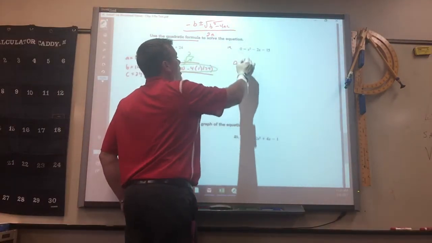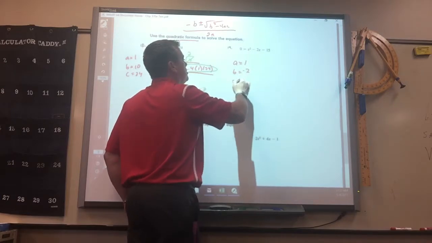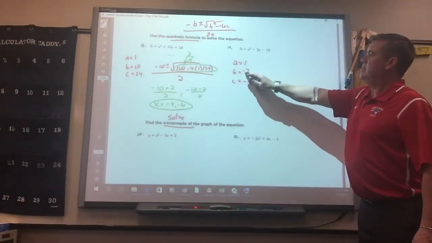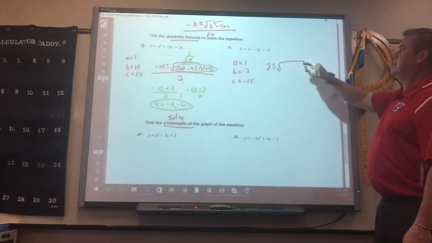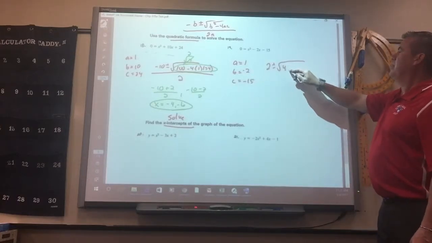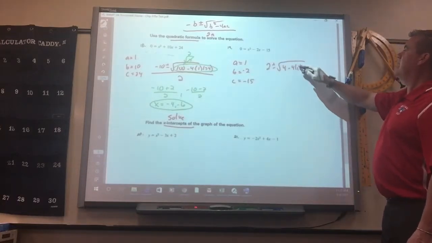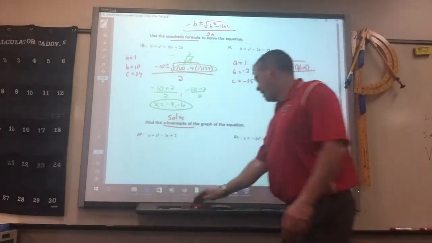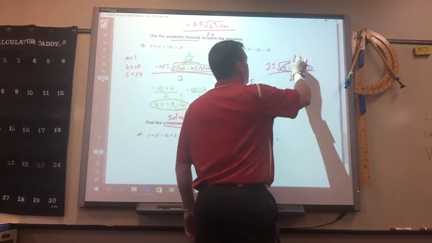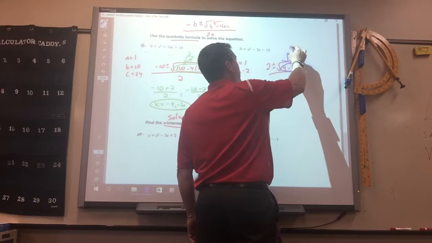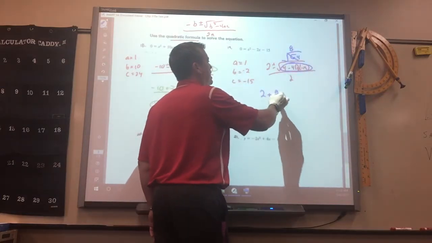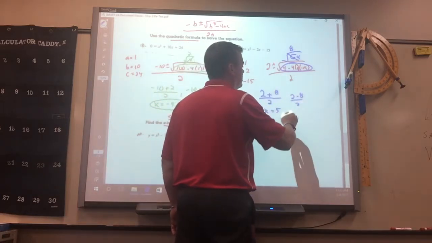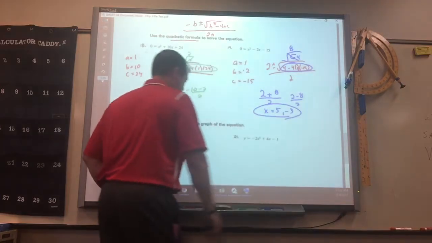So here a is 1, b is negative 2, c is negative 15. So negative b changes that to positive 2. B squared is 4, minus 4 times a times c, all over 2 times a, which is 2. 64, which is 8. So 2 plus 8 divided by 2 is 5. 2 minus 8 is negative 3.